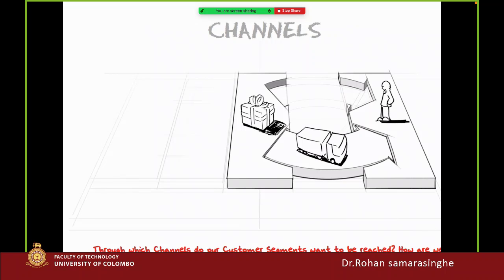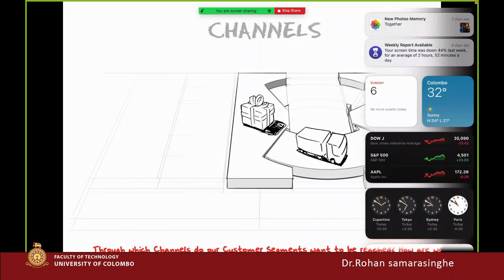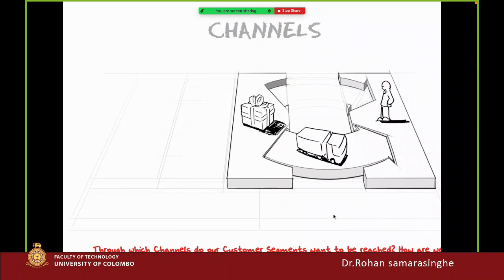Third one is the channels. So you have to deliver the product characteristics to the customers, as well as physically deliver the product to the customers. I will tell you one example. Nearly 5-6 years ago, one multinational company in Sri Lanka introduced a certain cracker, a cheese cracker.